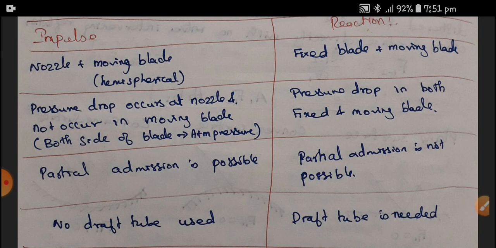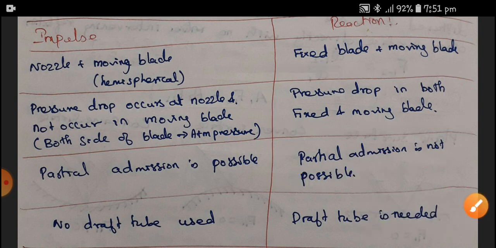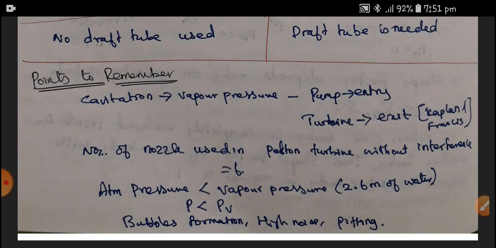Here one thing you have to notice: since there is a pressure drop between the fixed and moving blades, there is a chance of cavitation. In the Kaplan and Francis turbines, that is, in the reaction turbines, which I have given in detail. The point to remember is that cavitation is governed by vapor pressure. What is meant by vapor pressure?